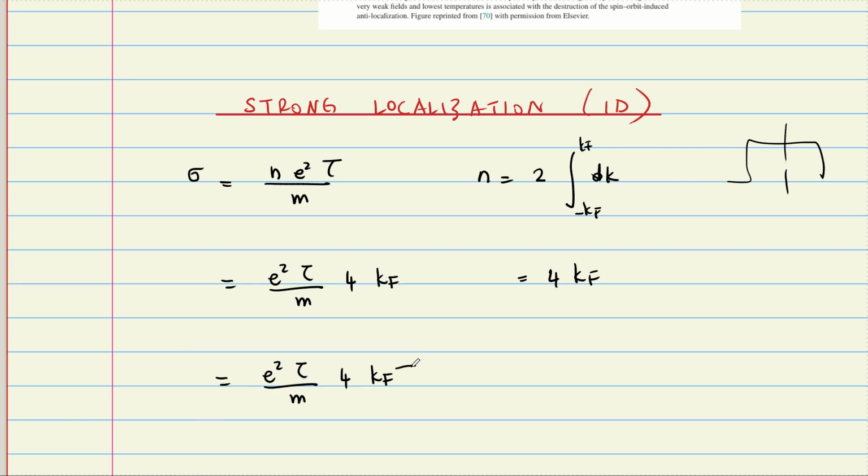So this is k Fermi tau here. And for k Fermi, I'm going to write it like m v Fermi over h bar. V Fermi times tau is L. Cancel these m's. And it's going to be e squared over h bar times 4L. Let me write this, e squared over h bar times 4L. And so this is sigma.